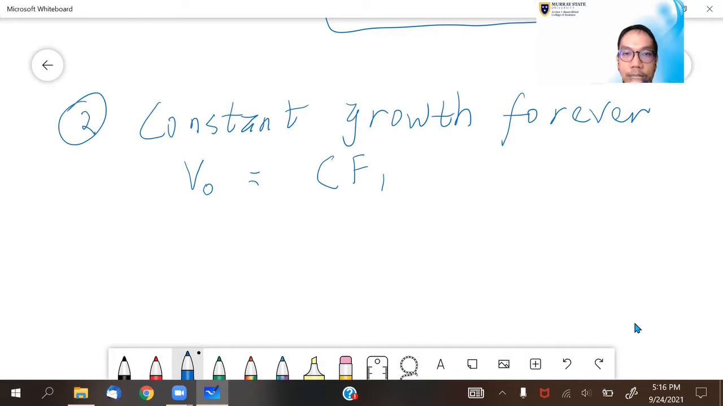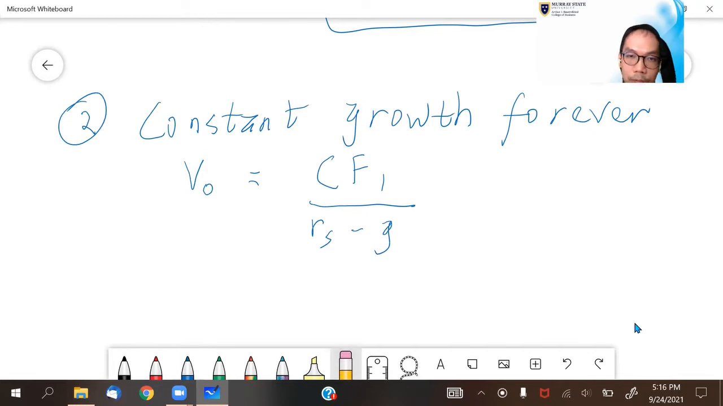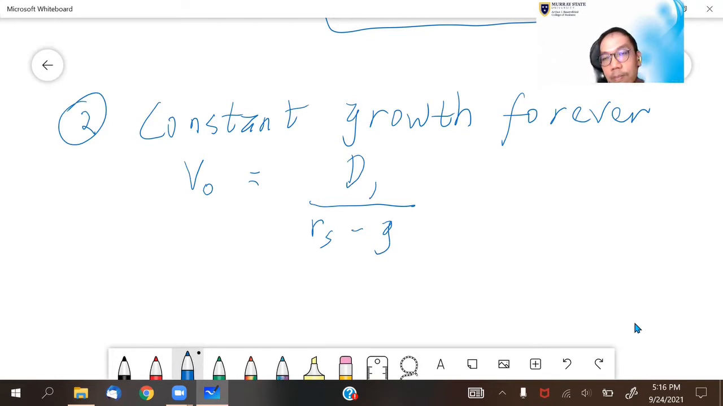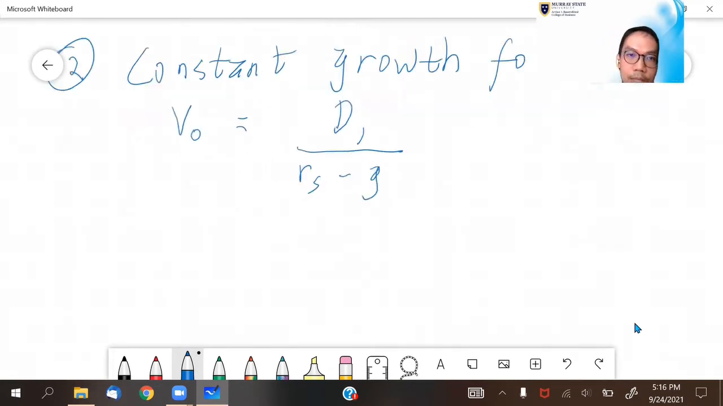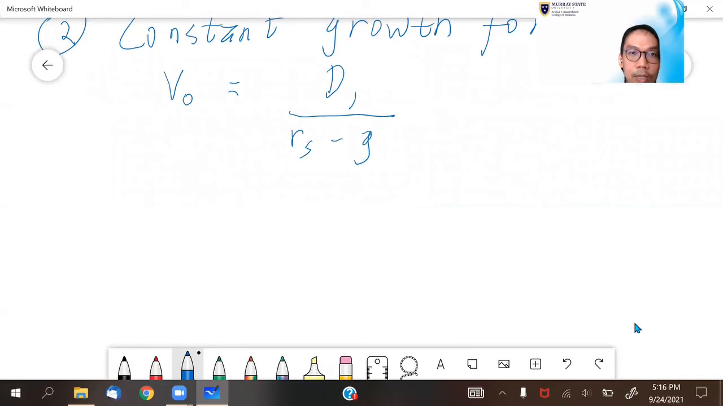So if this is time zero, the next cash flow would be time one, right? Divided by the required return by stockholders minus the constant growth forever. If you talk about the dividend discount model, then this would be the next dividend. So next dividend divided by the required return by stockholders minus the constant growth forever. How do we get this? We can try to prove it again.